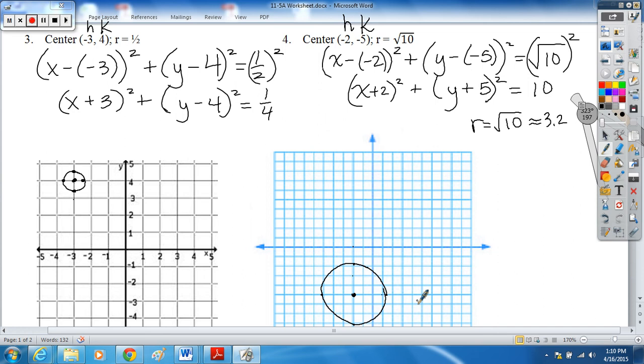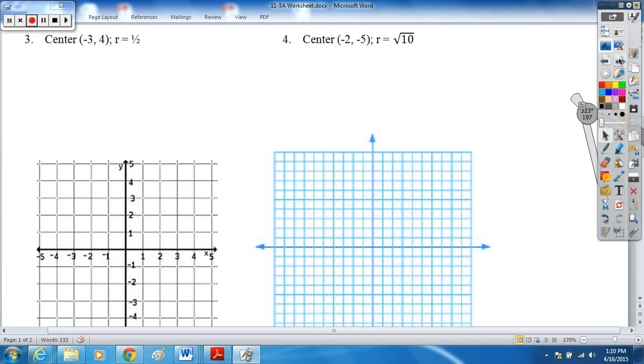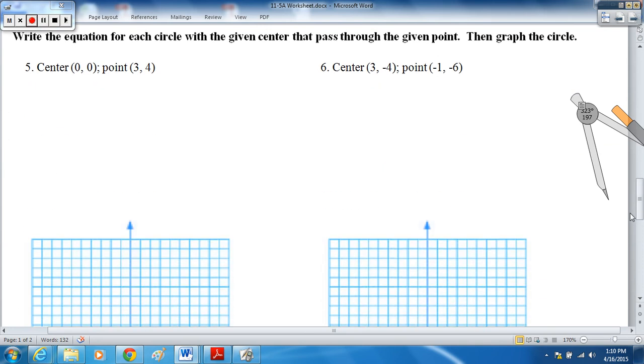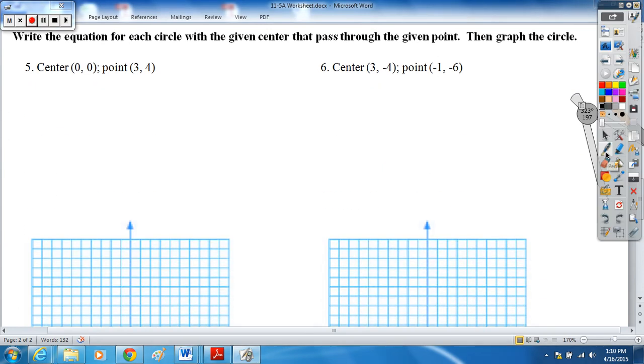All right? Now, we're going to move to the back side, and on the back side, you're not going to be given the radius length. And the question is going to be, how do we figure out the radius length? Well, what you're basically looking at when you look at number 5, you have a center point (0, 0), and a point on the circle, (3, 4).